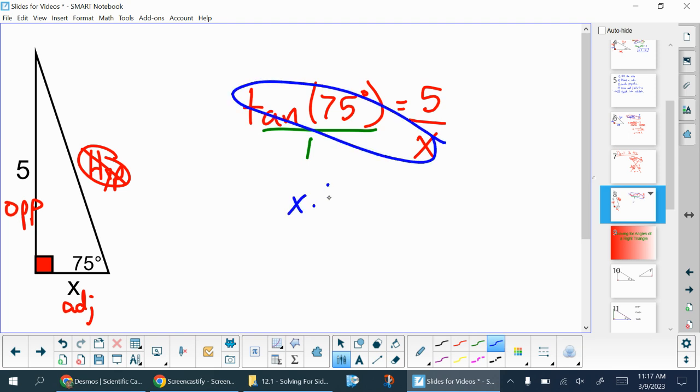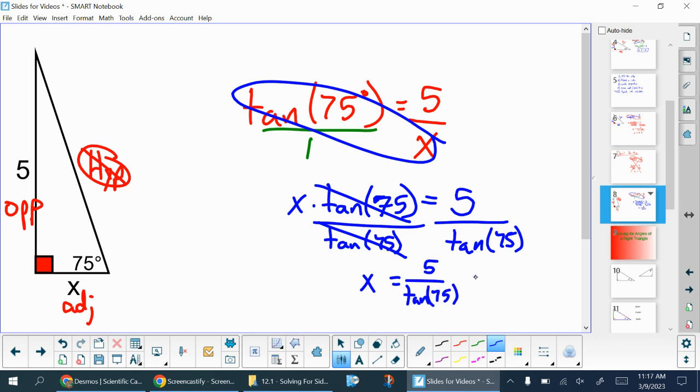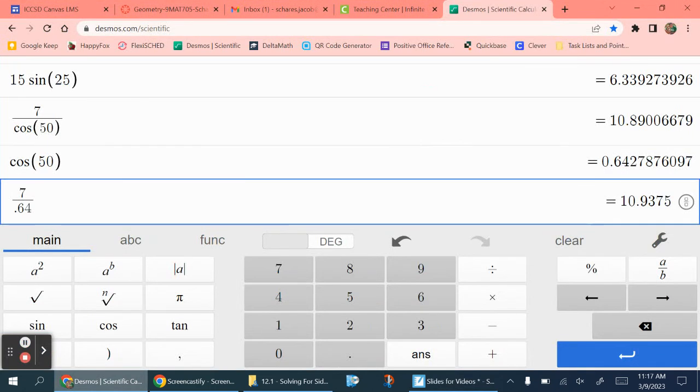So I've got x times the tangent of 75. I'm not going to type anything in my calculator yet. And then 5 times 1 is 5. So those cross products are equal. To solve for x, I'm just going to divide by the tangent of 75. So that is the opposite of it being multiplied by x, which will cancel it out. Now I can go in and type this into my calculator, 5 divided by tangent of 75, to see what I get.